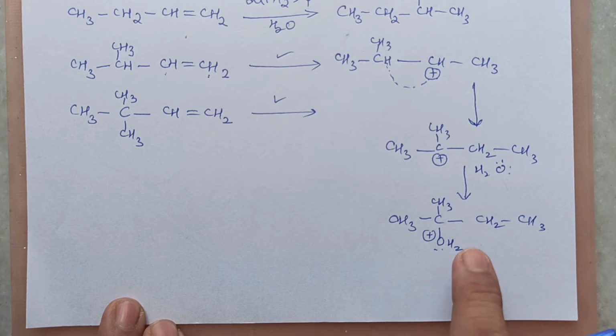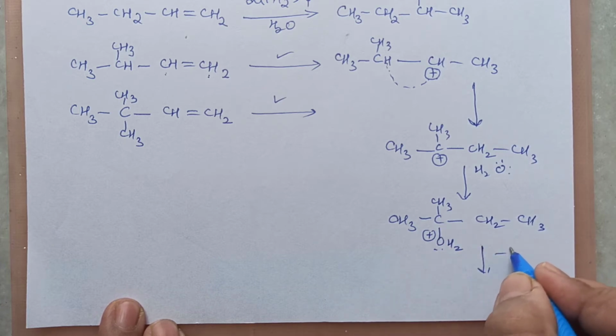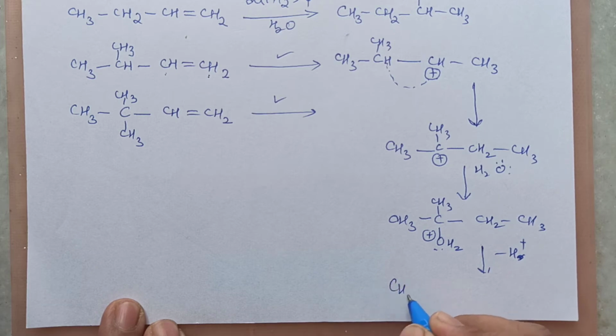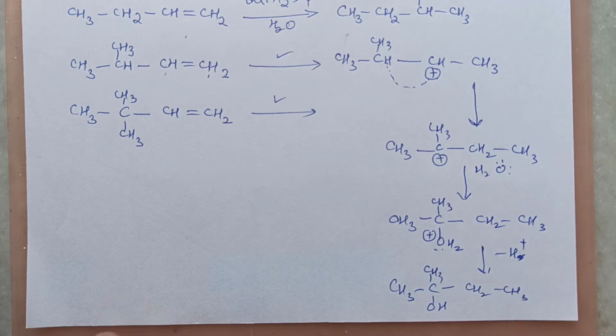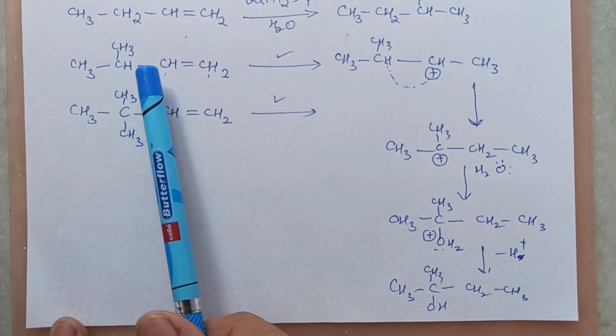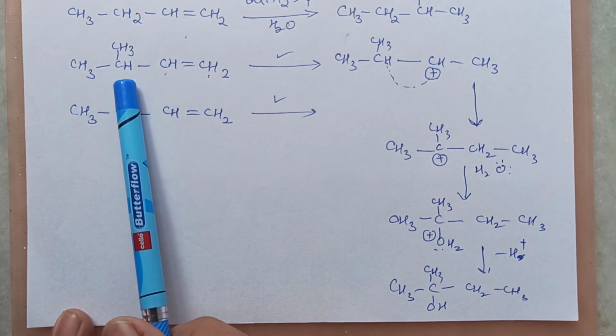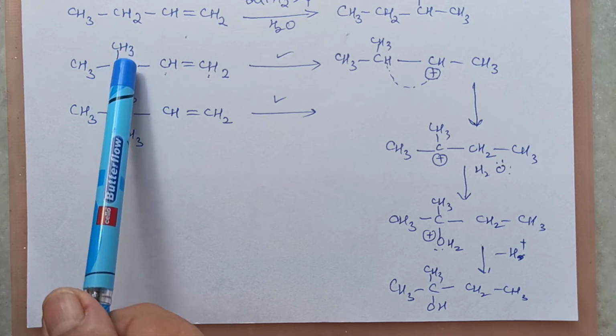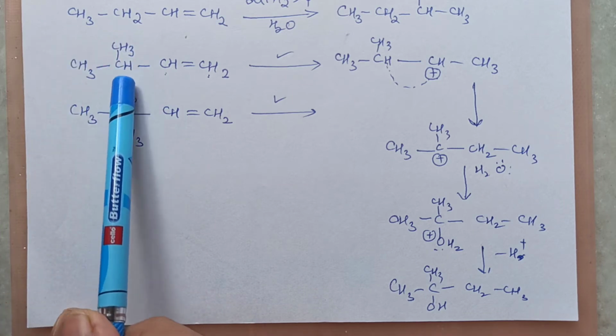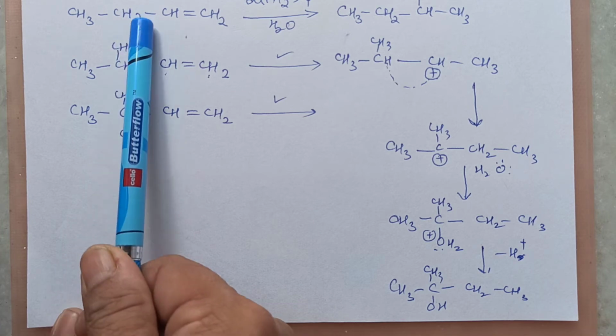One H will come out and you will get minus proton, minus H plus, and you will get here CH3, COH, CH3, single bond, CH2, CH3. Is it clear, children? So if on the adjacent carbon atom there is hydrogen and there is one methyl group also attached, then only a 3 degree carbocation is possible. Just hydrogen is not enough.